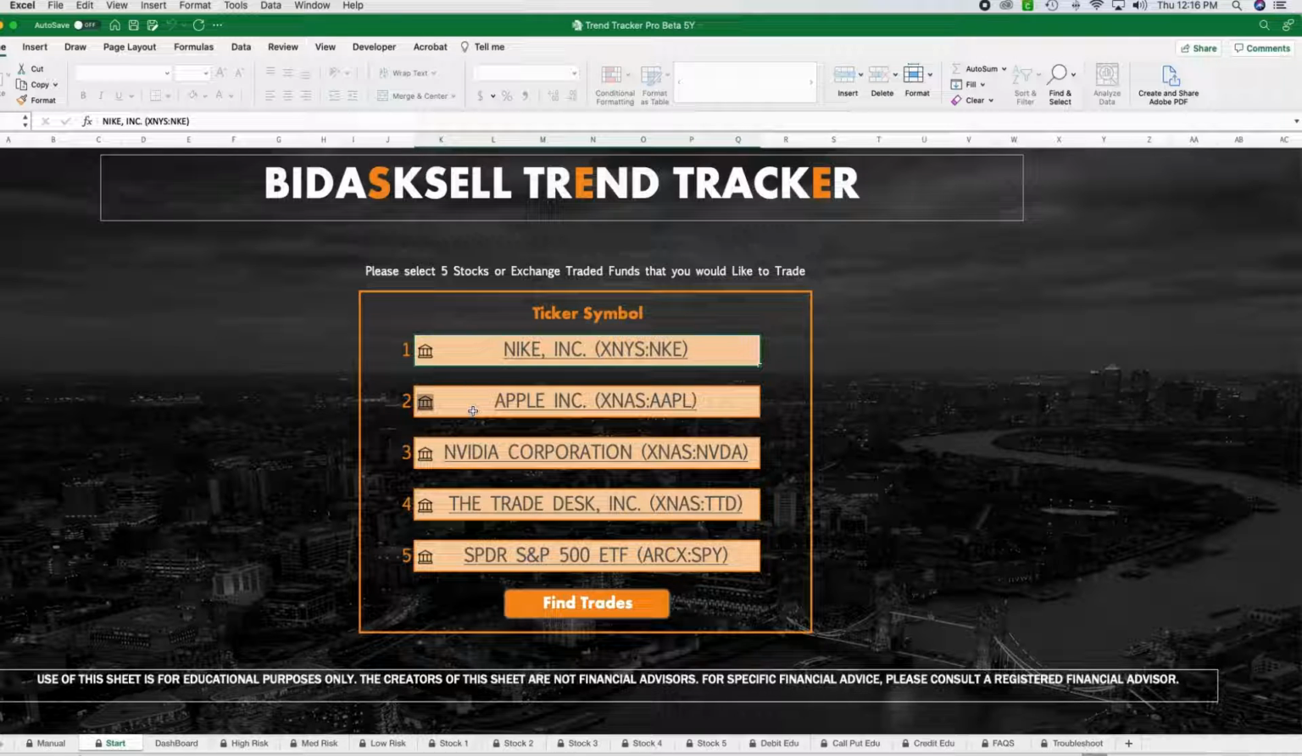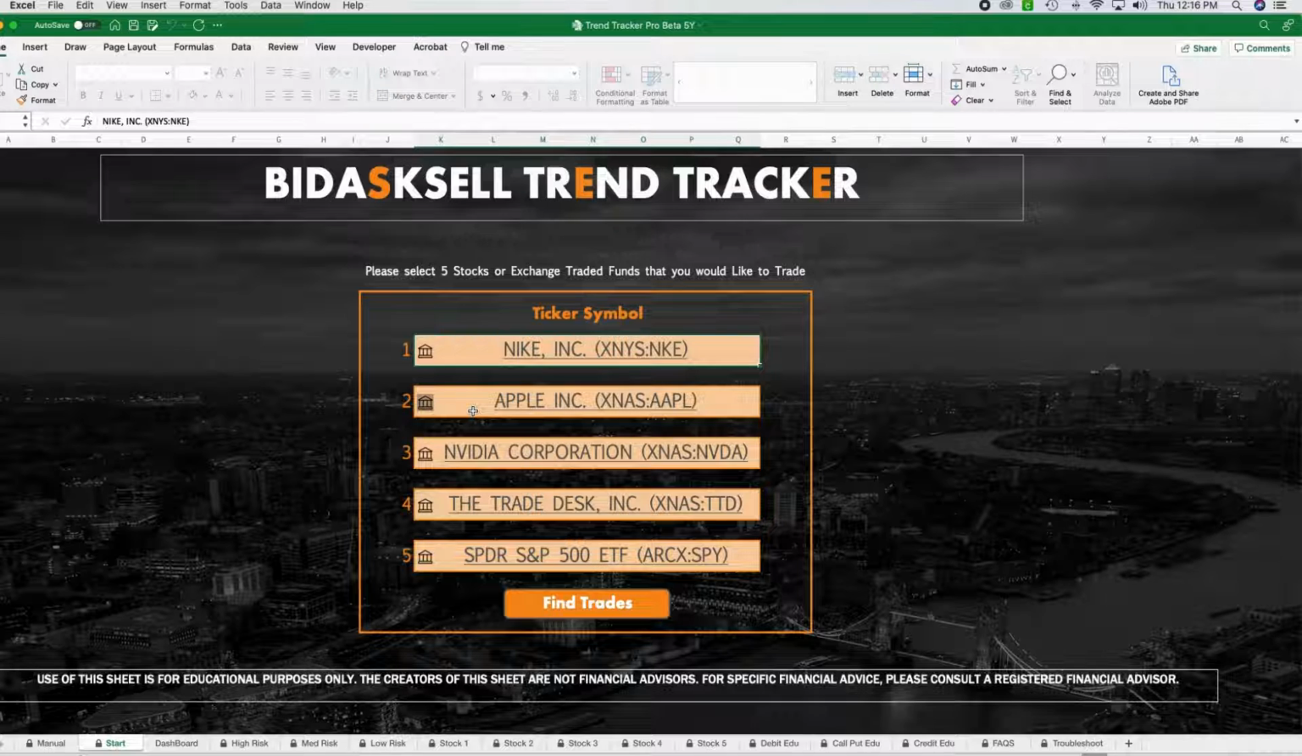With that being said, here is the first of a series of videos that will explain exactly how the tracker works and a little bit of my thought process when creating some of the triggers. Now, the page that you're looking at now is the start page. I don't spend that much time on the start page, but it is where you go to enter the stocks that you plan on following.